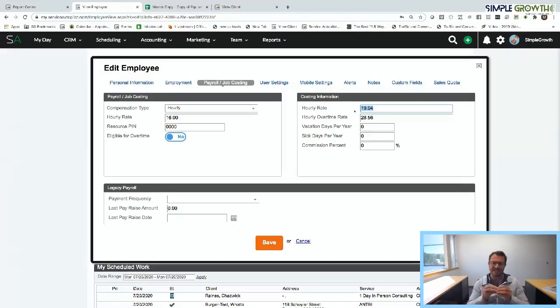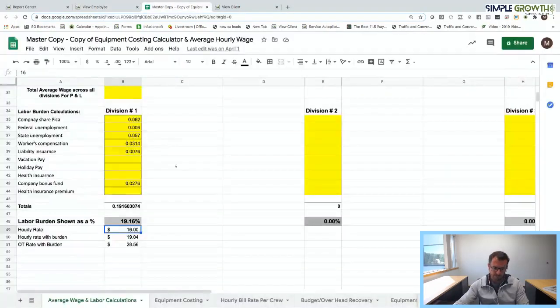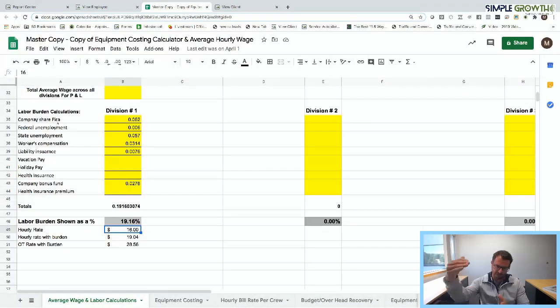Now you'll notice the job costing information of $19.04 per hour doesn't equal $16. This is labor plus labor burden. If you're unaware, some examples of things that go into labor burden are company FICA, federal unemployment, state unemployment, workers' comp, liability, vacation, holiday, health insurance, company bonus fund, and health insurance premium. These are percentages of the dollar. If you do not have these numbers, call your payroll company or your insurance company. They should be able to break that down.